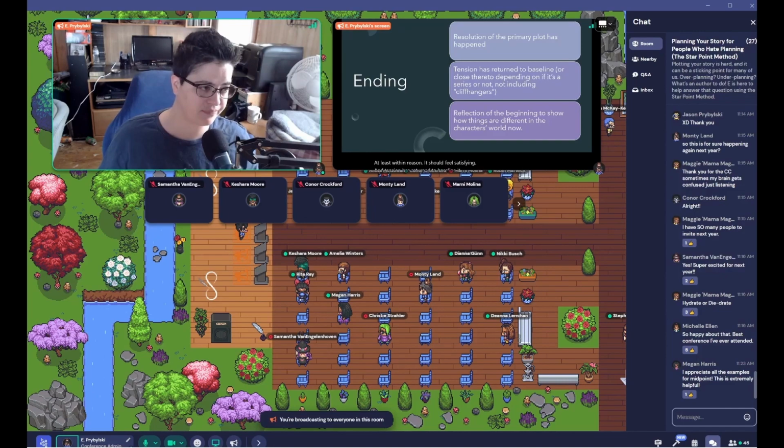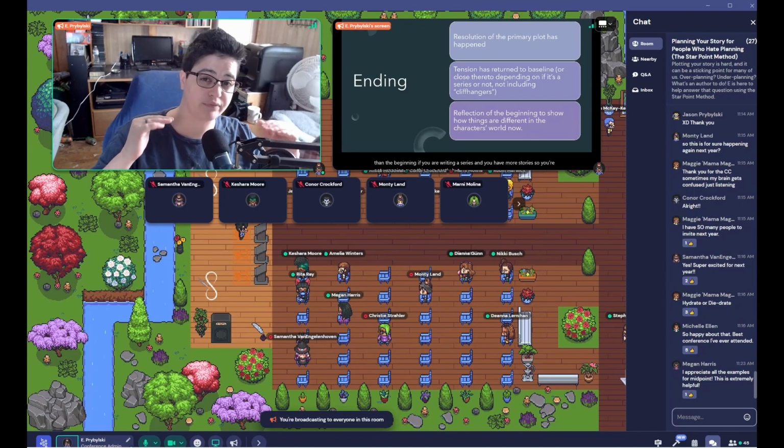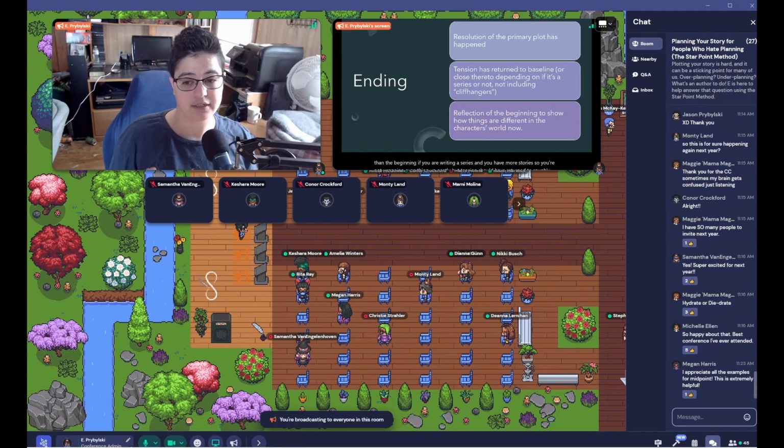It has dropped. It may be a little bit higher than the beginning if you are writing a series and you have more stories, so you're not wrapping everything up neatly. But tension should have returned to roughly baseline, equal to the beginning. This does exclude leaving characters on cliffhangers. Now, I am not a fan of cliffhangers at all. I hate them. In fact, I don't like them as writing. I feel like most of the time they're lazy because the writer doesn't know how to finish a book.